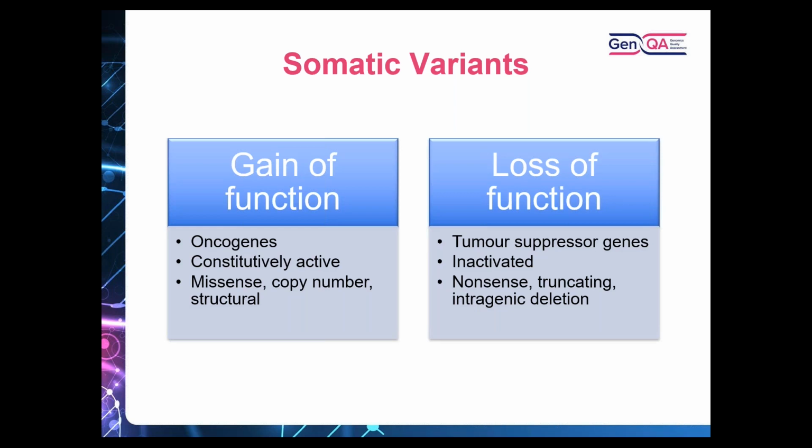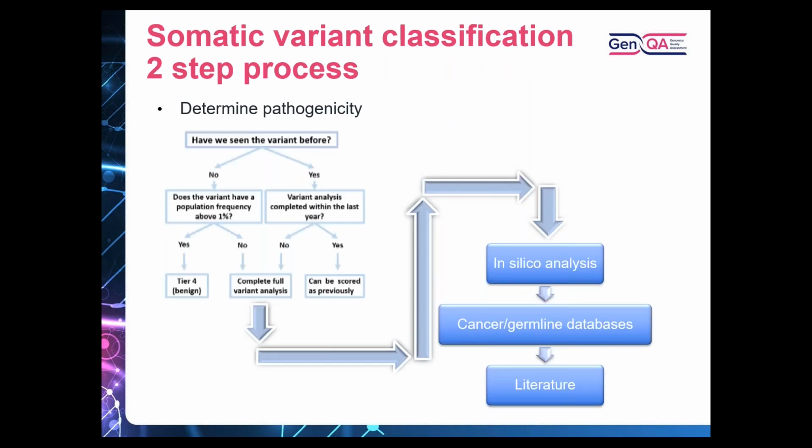In the other setting, which is loss of function, we tend to see these happening in tumor suppressor genes. So they tend to be inactivating type variants. So we see nonsense, truncating and intragenic deletions as well. Next slide, please. So somatic variant classification can be broken down into a two-step process.